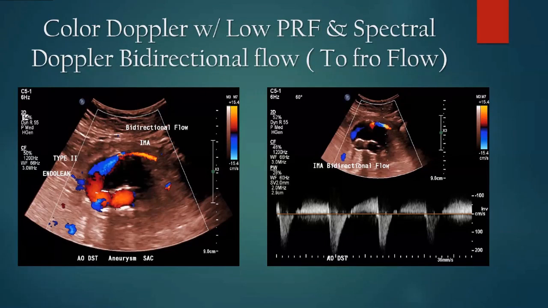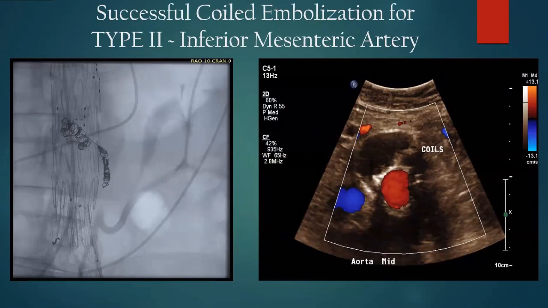This patient had a type 2 from the IMA, showing the bidirectional flow. The patient went on to have coil embolization, and here on the fluoroscopy, you can see all the coils in that IMA, and there's no flow into the residual sac. The angio showing the dye excluding this area, and then again, our ultrasound showing the coils here. They're really bright, just like the stent walls.